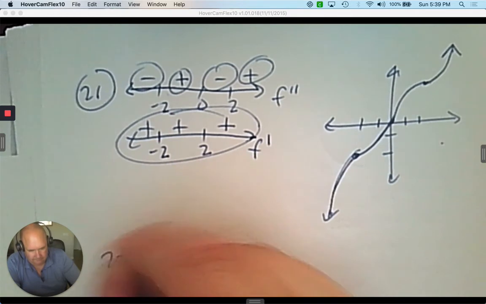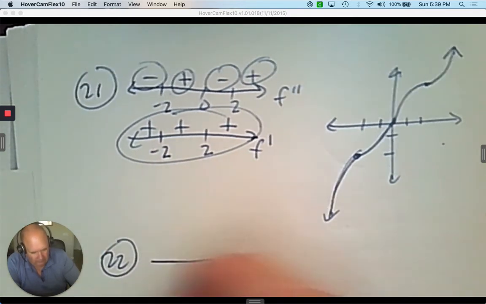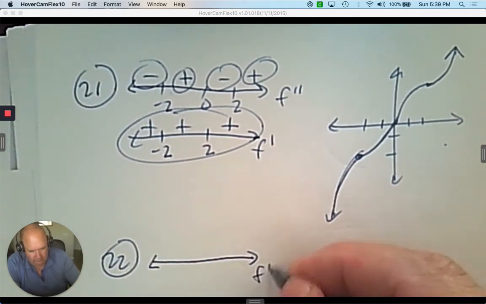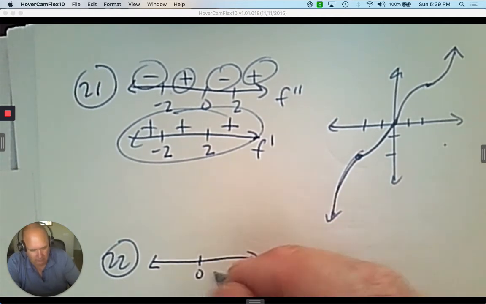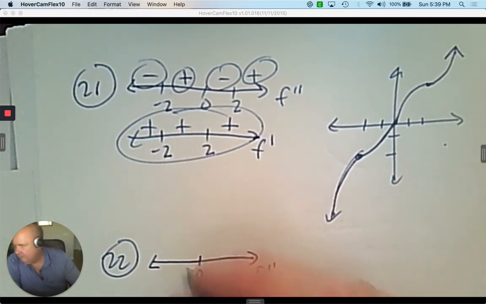22. For this one, the second derivative, just at 0, it had no concavity.